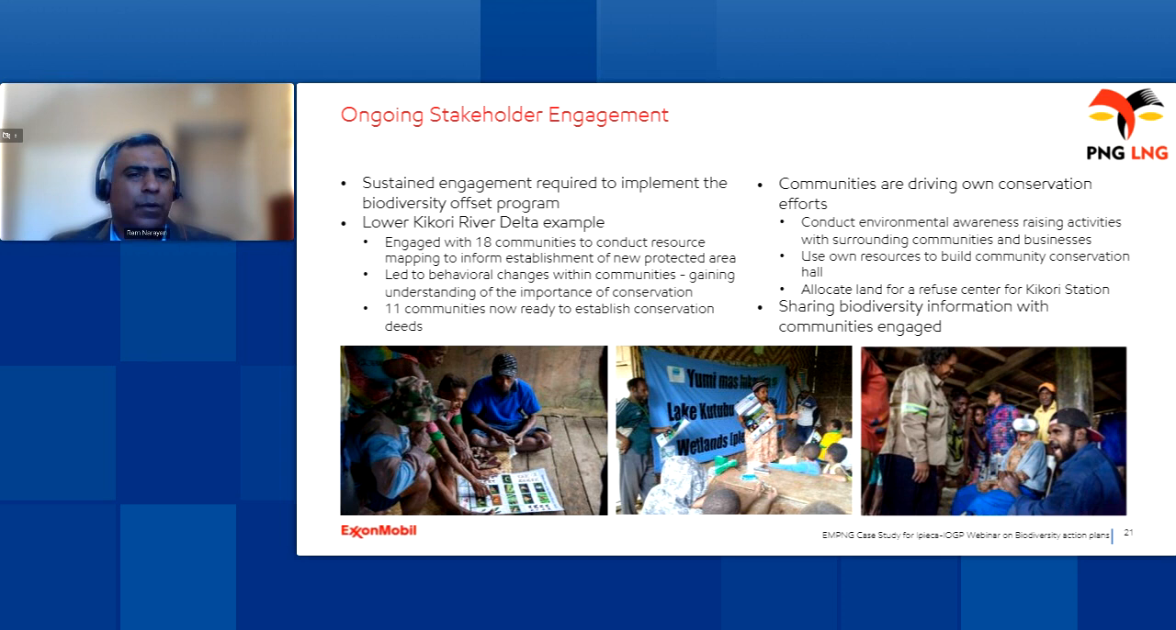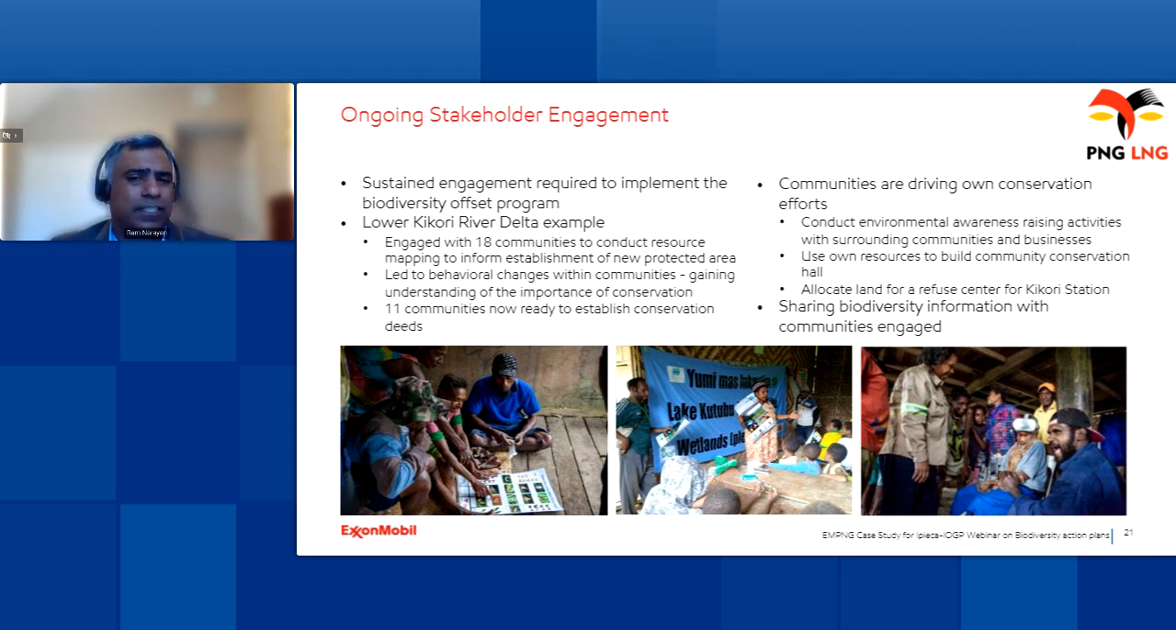Ongoing engagement with the communities has been critical for the implementation of the project's biodiversity offset program. We will discuss an example of a successful result of ongoing sustained engagement. One of EMPNG's biodiversity offset program components is establishing new protected areas in the upstream area that are representative of the biodiversity values affected by PNG LNG. One of the candidate sites has been in the lower Kikori River area in the River Delta region.